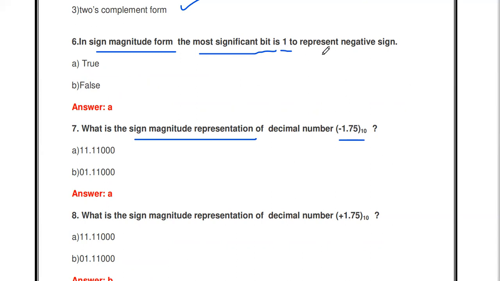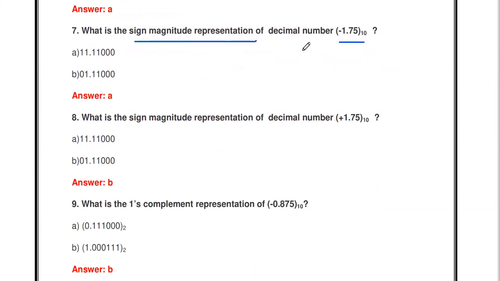So in sign magnitude representation, the most significant bit is compulsorily 1 to indicate that the given number is a negative number. If it is a positive number, the most significant bit is 0. For example, if the number is minus 6, you know 6 is nothing but 110. It is called plus 6. To represent a negative value, again in the most significant bit we have to put 1. So that is the sign magnitude form.